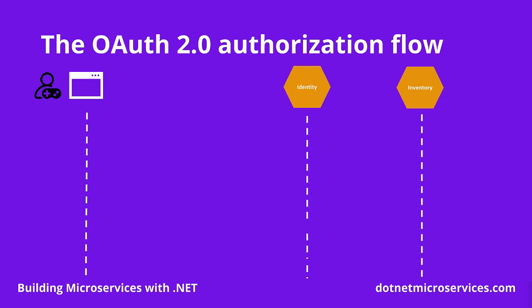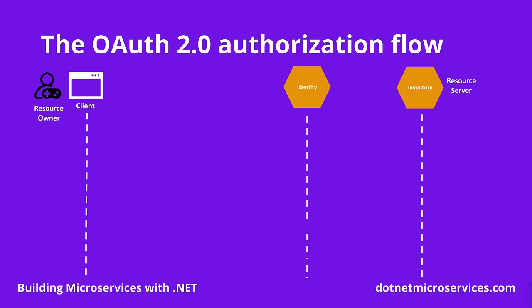Let's first understand which are the participants in an OAuth 2 authorization flow. The resource owner is the person or entity that owns a resource, like John in our case, who owns his inventory bag. The resource server is the server or service that hosts the protected resources owned by the resource owner. An example here is our inventory microservice, which owns the database that contains the inventory items.